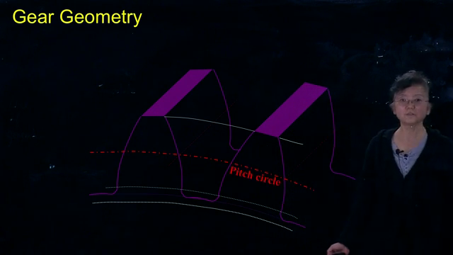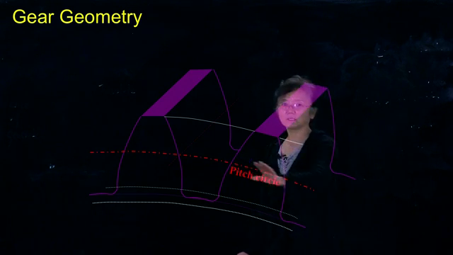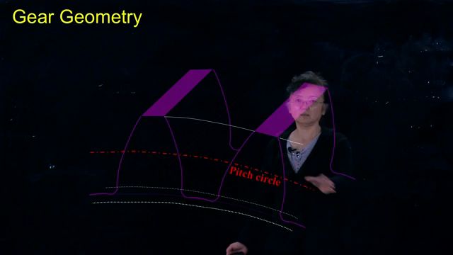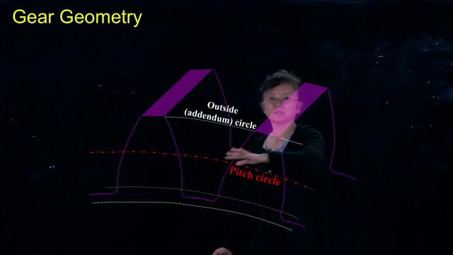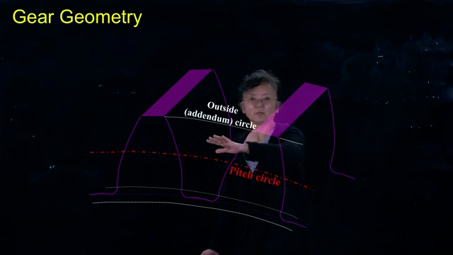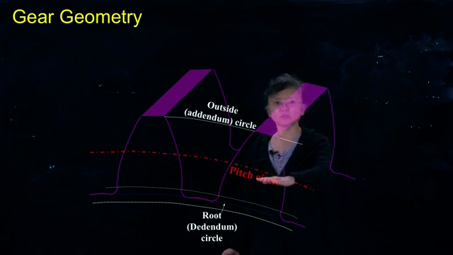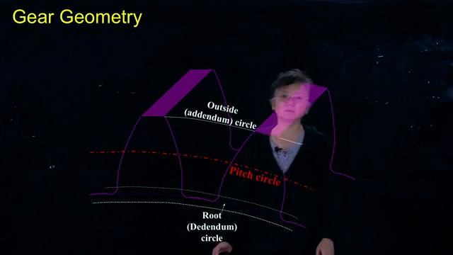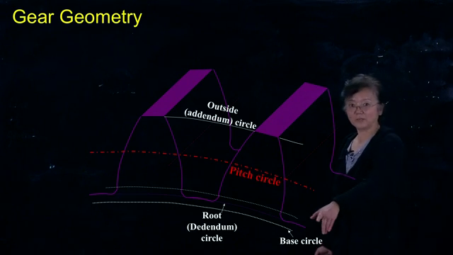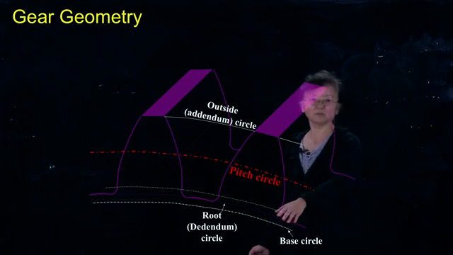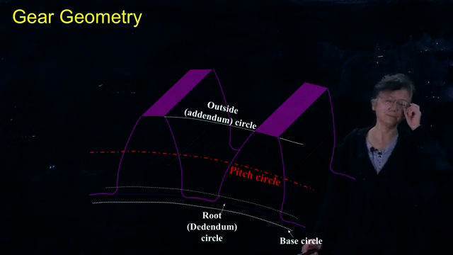The first one is the pitch circle, which is the most important one. I show it by a dash-dot arc like this. Then the largest one is the outside circle, or some would call it the addendum circle. Corresponding to that, we have the root circle, or some would call it the dedendum circle. And then the base circle, which we just talked about in the previous movie. It is invisible, but it has to be there. It's a very important one.